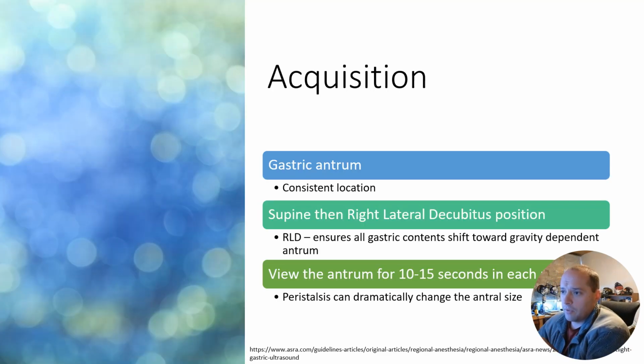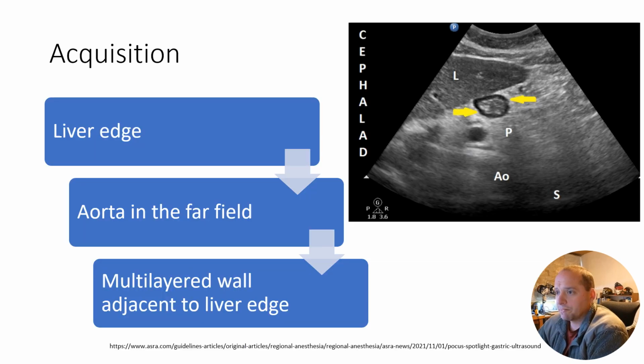So the gastric antrum is in a consistent location, which is what makes this such an easy technique to learn. You want the patient in two positions to do a truly authentic, verified gastric scan. You're going to start with them in the supine position, and then you're going to have them turn into the right lateral decubitus position. That's so that all the gastric contents shift towards the gravity-dependent antrum. And you're going to want to hold the view for 10 to 15 seconds in each position because peristalsis can dramatically change the antral size.